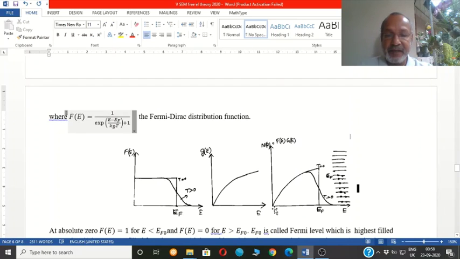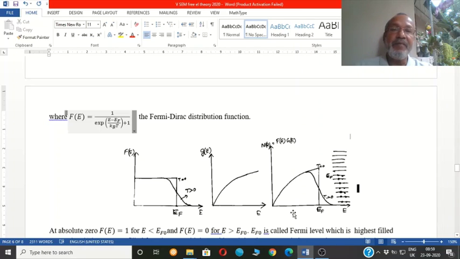At 0 Kelvin, this is the graph, and from 0 to EF0, this is actually EF0, the states are completely filled. You can see that also here, and above that there are no electrons, Ne is equal to 0. Above absolute 0 there is some difference. Some electrons from here can go to upper levels.